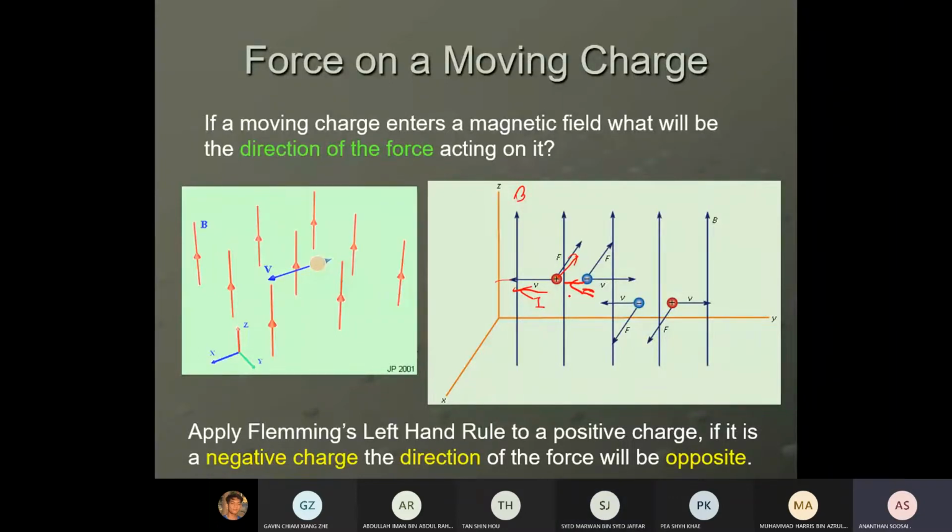The middle finger doesn't always show the direction of the charge. It depends on the nature of the charge. If the charge is negative, then the direction of the current you must put opposite to the direction of the charge flow. So in this case, current is to the left, magnetic field upwards, and the force on the negative charge is also going inward. We still use Fleming left-hand rule. Keyword: for the negative charge, the direction of the force will be opposite.